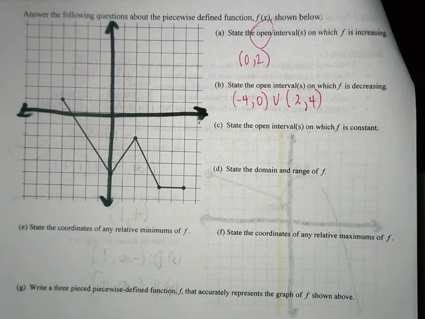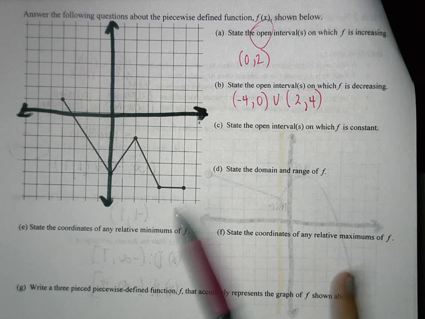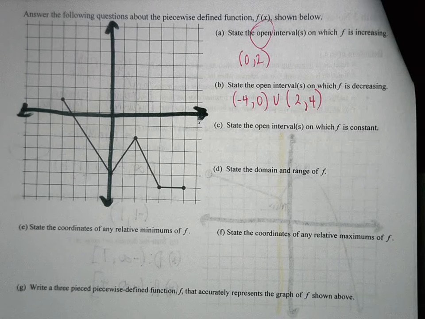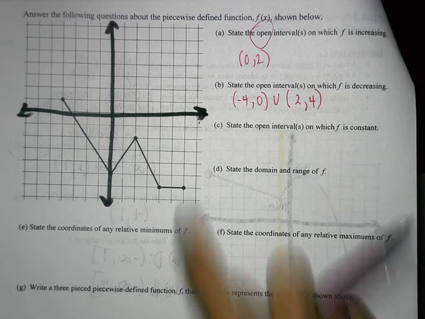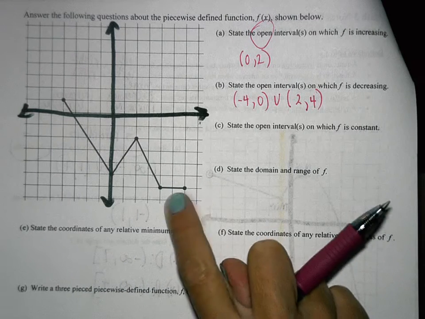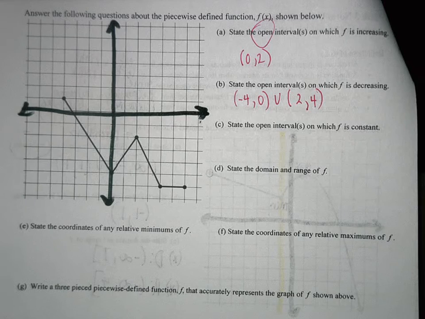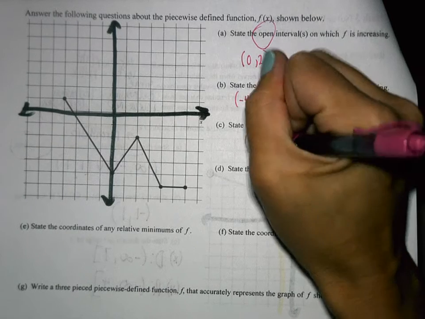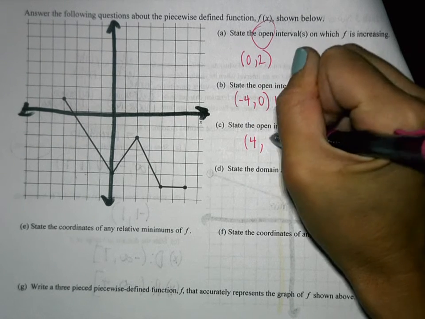Then it says, state the open intervals on which f is constant. Do we see somewhere where it's constant? Yeah, it's constant right here, where it's just a straight line. And so what is that interval? Good. 4 all the way to 6.